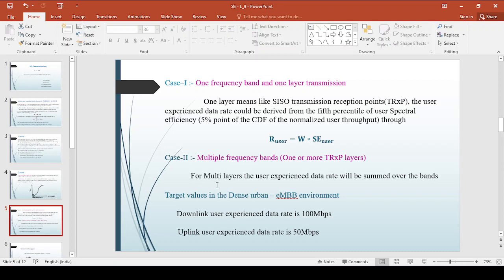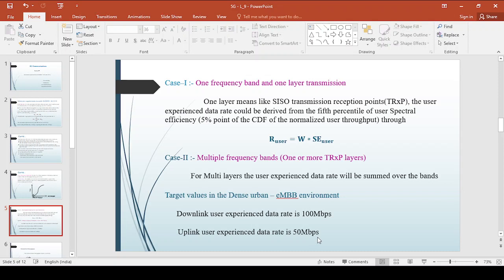Here I have represented that for multiple layers, the user experience data rate will be summed over the bands. Individually we calculate the user experience data rate for each particular band. At last we add all those values, right, to get the user experience data rate under multiple frequency bands. The minimum requirement of user experience data rate in downlink is 100 megabits per second, and in uplink the minimum requirement is 50 megabits per second.